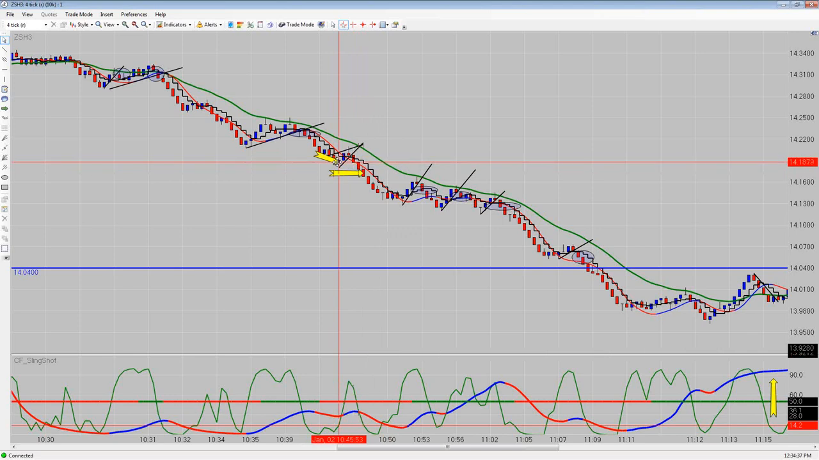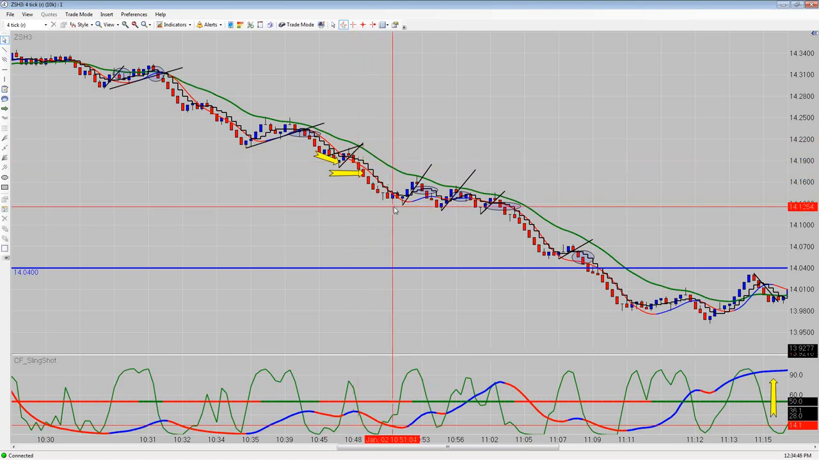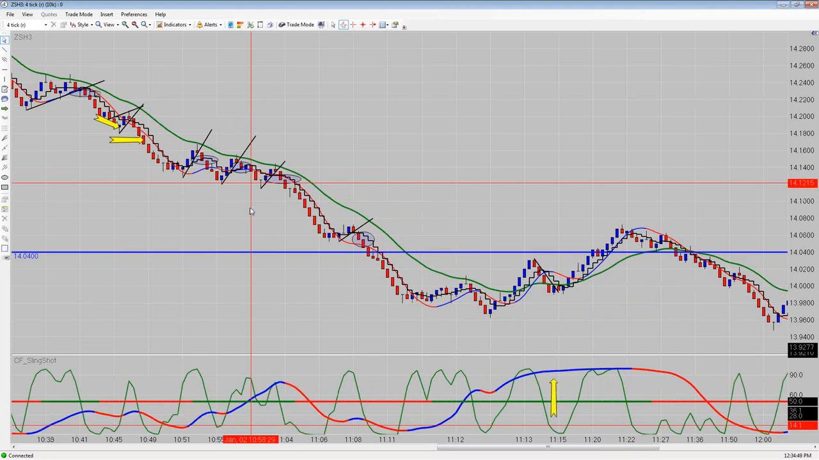If you shorted over here where I did, great. If you wanted to wait until it closed down below this second trend line right here, you could have gotten it again right here at the same price. Same thing, it dropped quite a bit. I only got 5 ticks out of it. I moved my stop down too quickly.